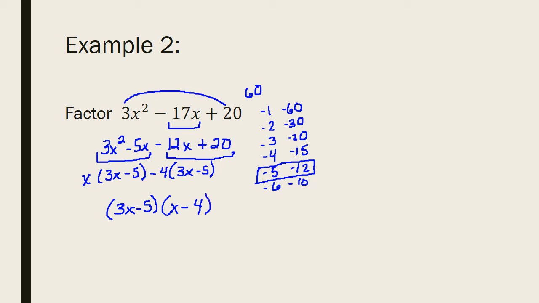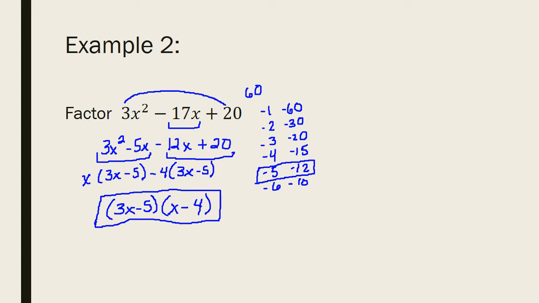And then what would we do to check this? We would FOIL, or you can call that distributing, to check. And you would get the same answer. If you got it correct, you would get the same answer as the original problem.